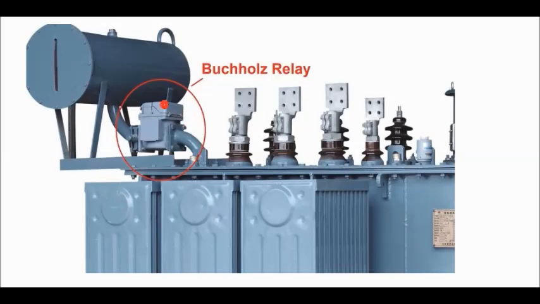And number three is the internal fault or internal short circuit, due to which hydrocarbon gases will be generated. These hydrocarbon gases will try to flow from the transformer main tank towards the conservator tank through this pipeline, and will be caught in the upper portion of the Buchholz relay, and the Buchholz relay will give the alarm and trip signal to the circuit breaker depending upon the severity of the fault.